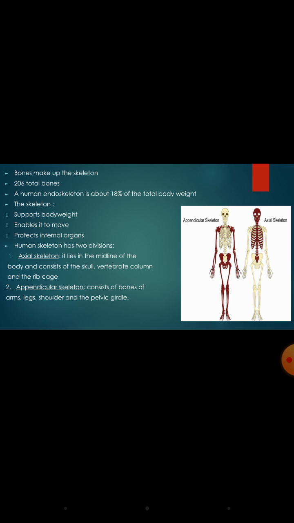Human skeleton has two divisions. Number 1 is the axial skeleton. It lies in the middle line of the body and consists of the skull, vertebral column, and the rib cage. Number 2, the appendicular skeleton, consists of bones of the arms, legs, shoulders, and the pelvic girdle.